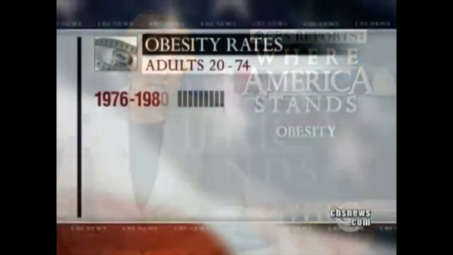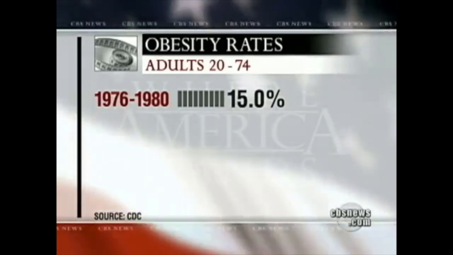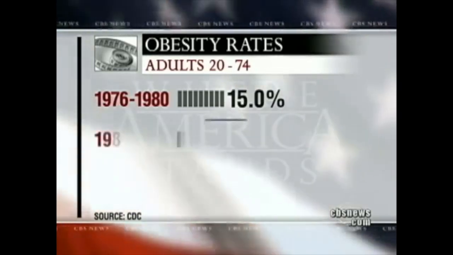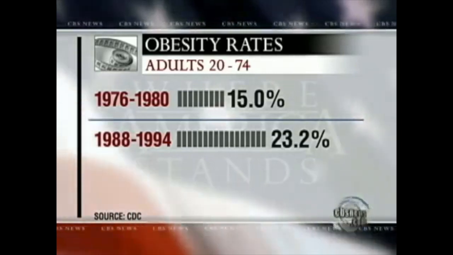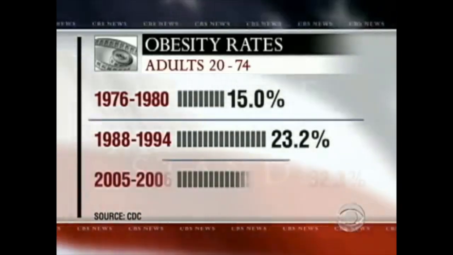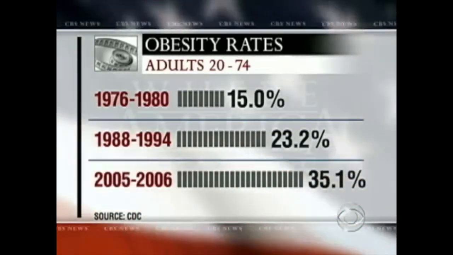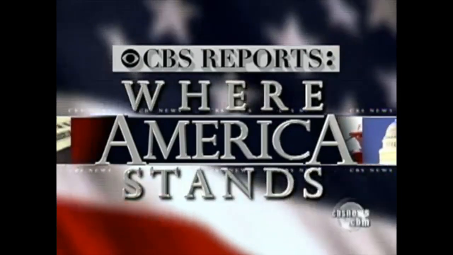Resolutions to lose some extra pounds are common this time of year, and they couldn't come soon enough. As we begin this new decade, the country is facing a dangerous weight problem. Consider this. In the late 1970s, 15% of American adults were obese. By the early 90s, that number had jumped to 23%, and most recently, 35%. So how do we reduce our waistlines and return to a healthier state? Seth Doan traveled the nation to weigh what's being done about this growing crisis as CBS reports where America stands.